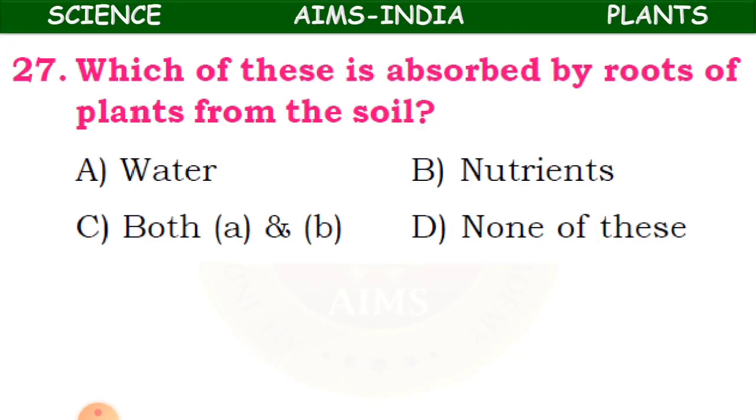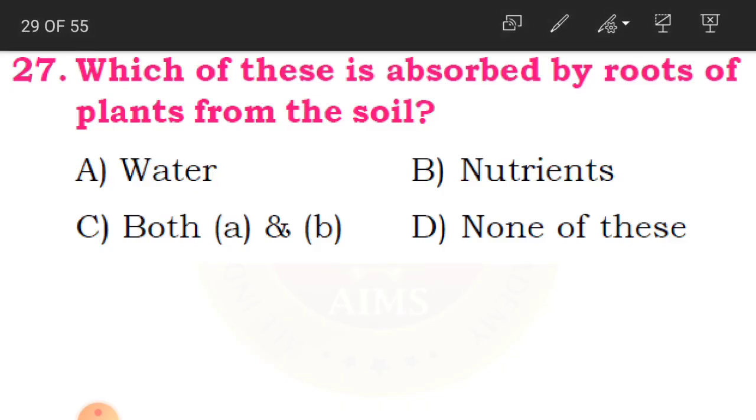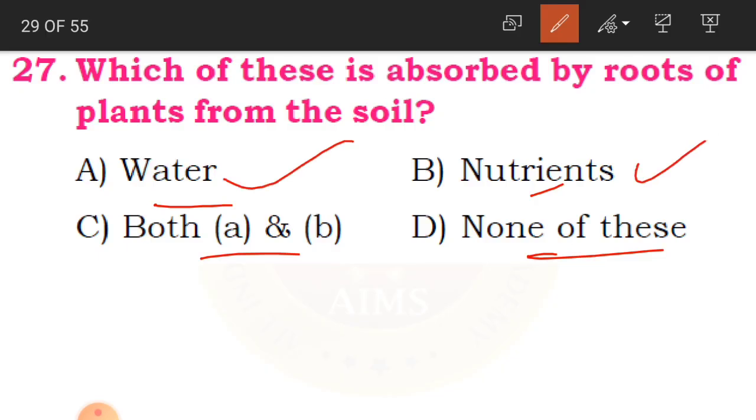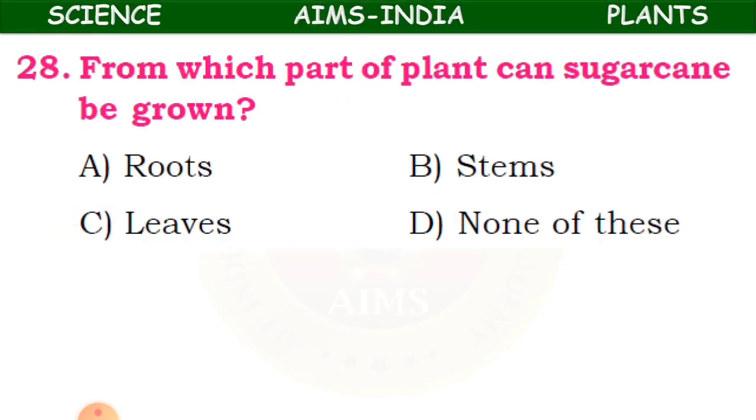Okay, 27th question now. Which of these is absorbed by roots of plants from the soil? Whether water, nutrients, both A and B, water and nutrients both, or none of these. So what did we learn, children? What are the roots going to absorb from the soil? Both water and nutrients. So that is why C option is the correct answer. Clear, children? Now we'll go with the 28th question.